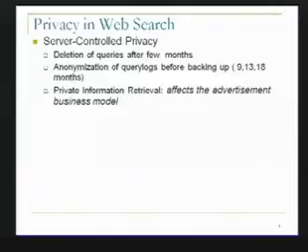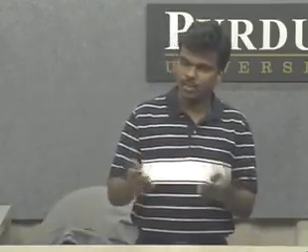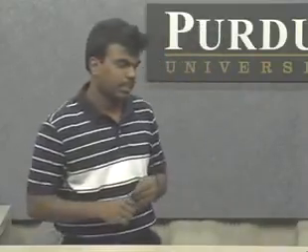So what are the two approaches to handle web search privacy nowadays? One is server-controlled privacy, where Google or Yahoo takes care of the privacy of web search queries. In the first type, the search engine promises that it will delete your queries after some time, or anonymize the query log before backing up, after 9 months, after 12 months, and so on. This is the normal procedure followed by companies such as Google and Yahoo these days.